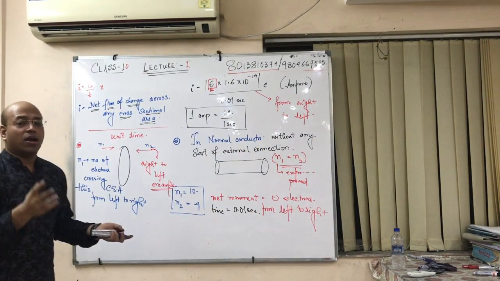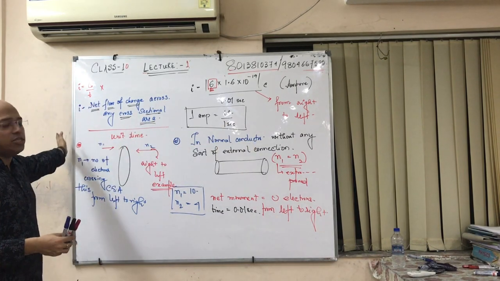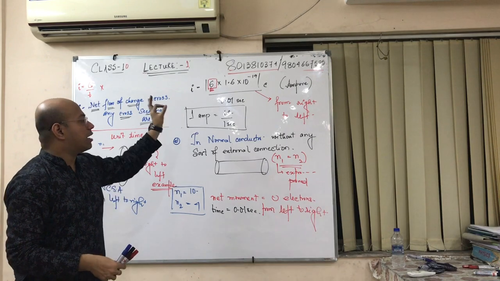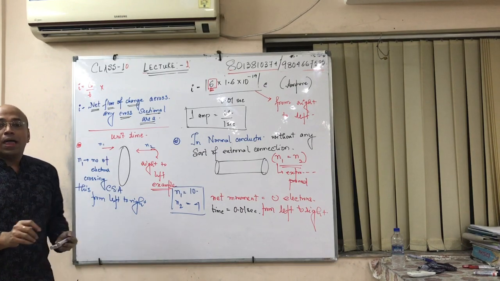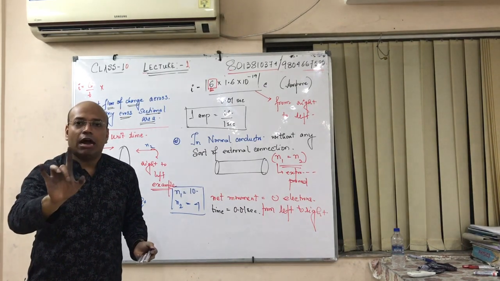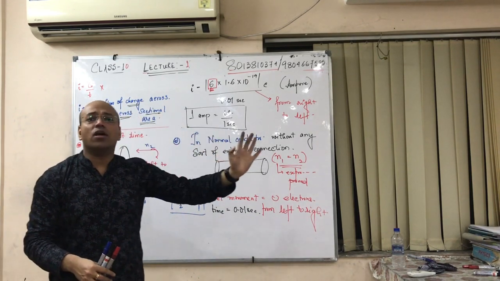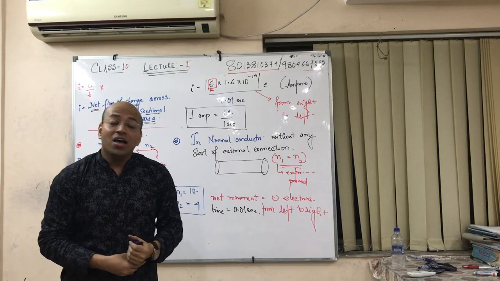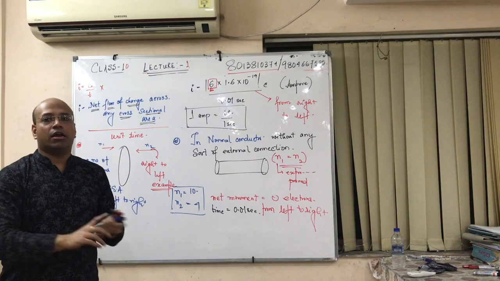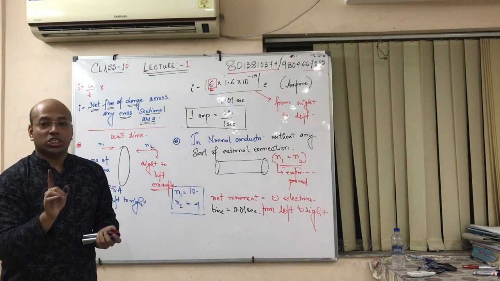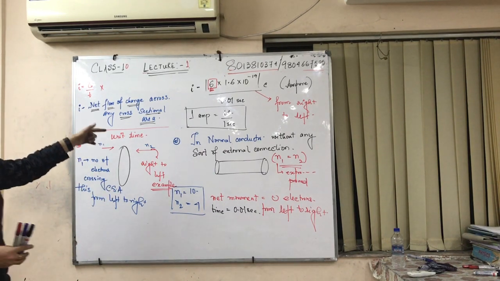If the total number of electrons crossing from left to right equals the total number crossing from right to left, what will be the net current? The net current comes out to be 0. So the net current in a normal conductor without any sort of external connection, at any cross-sectional area, is 0. This is the beautiful logic behind a normal conductor devoid of any sort of connection. Now we will be doing the conductor with connections.